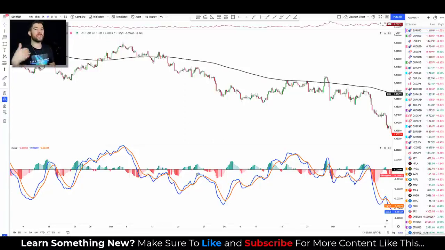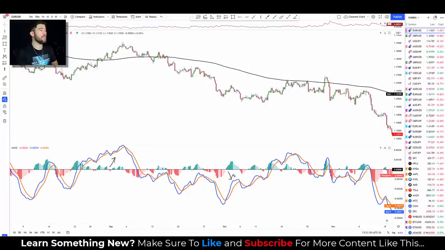Essentially, in combination with other factors, if the signal line and the MACD line are both above our zero line on the MACD, then that market is considered to be in an uptrend, and vice versa. If the signal line and the MACD line are below the zero line on the MACD indicator, then that can give you more confluence that a particular market is in a downtrend.